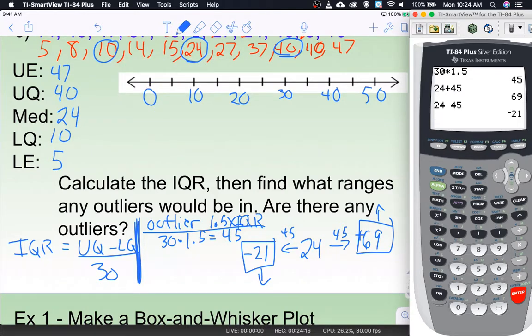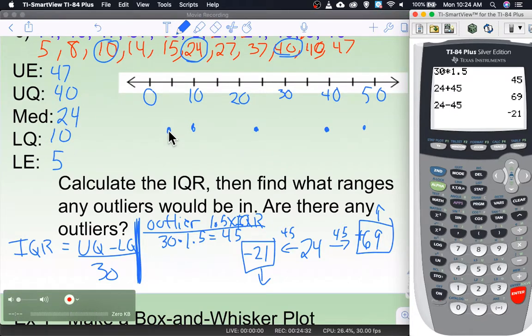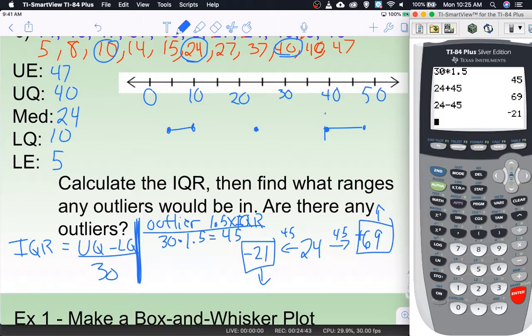So we've got lower extreme, lower quartile, median, upper quartile, upper extreme. I'm estimating where these values are here. There's 5, there's 10, here's my median of 24, upper quartile of 40, upper extreme of 47, whisker on the outside, box in the middle, and connect your median.